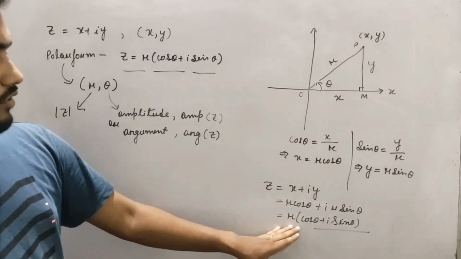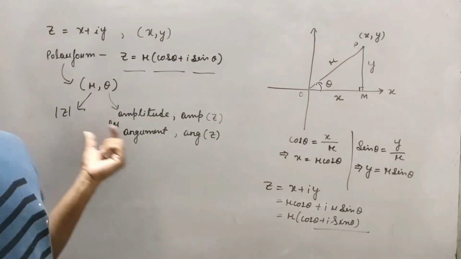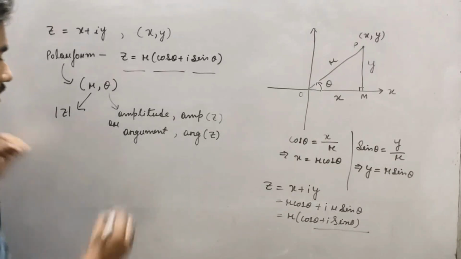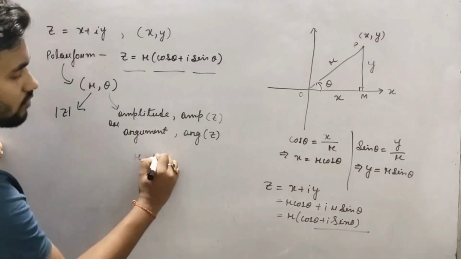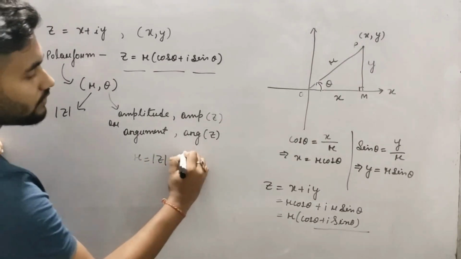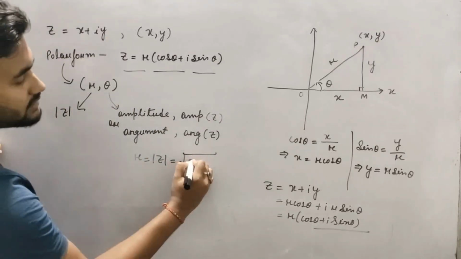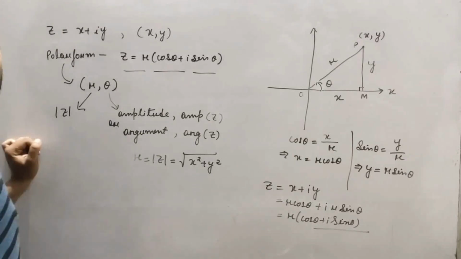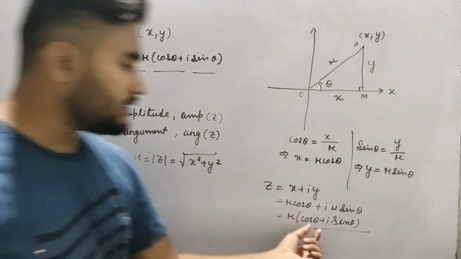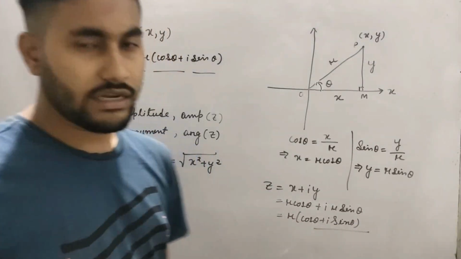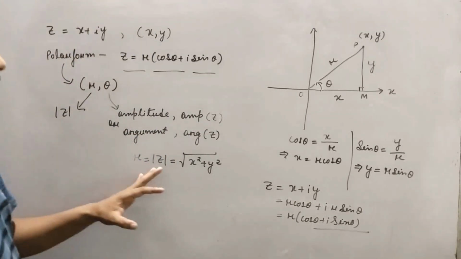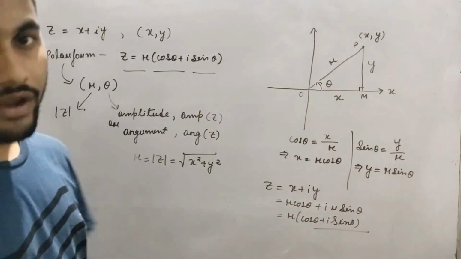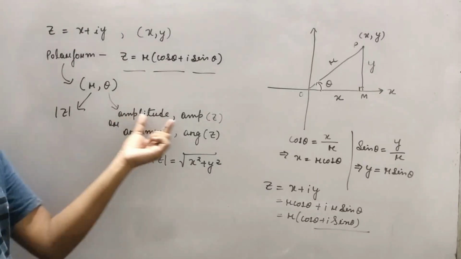Now what is r? We already know r is the modulus of z, and we know how to find the modulus of z, right? So how to find r? r is equal to modulus of z, that is root over what? If z is x plus iy, this will be root of x square plus y square. Clear? How to find theta? Now that we will discuss in the next part. We already know how to find r. Now we will learn how to find theta, or what we can say, amplitude.